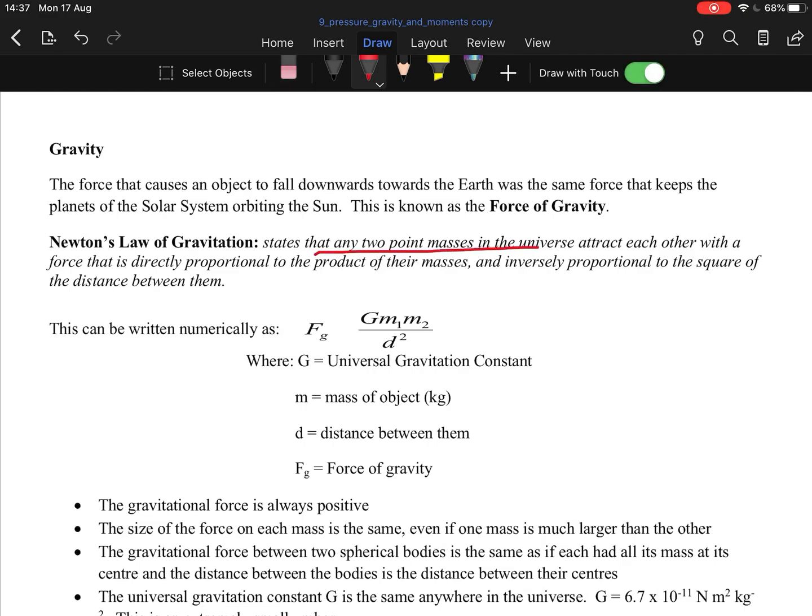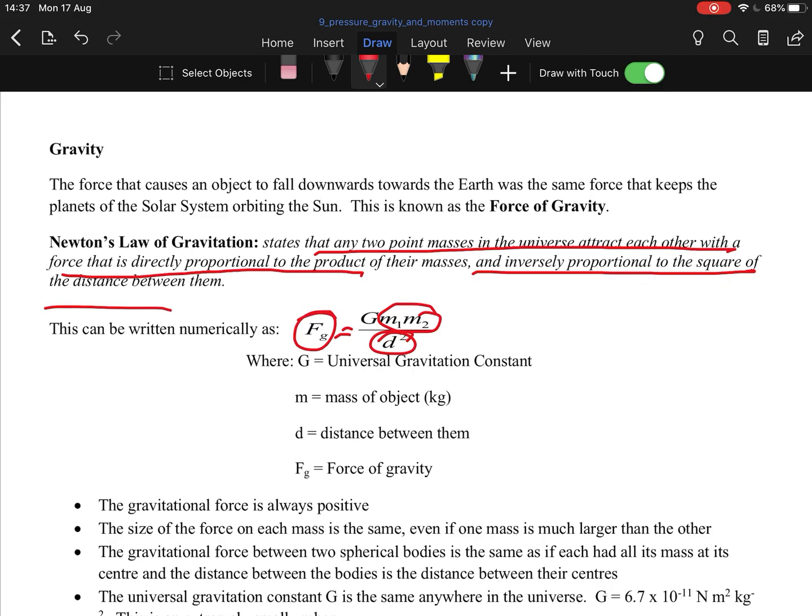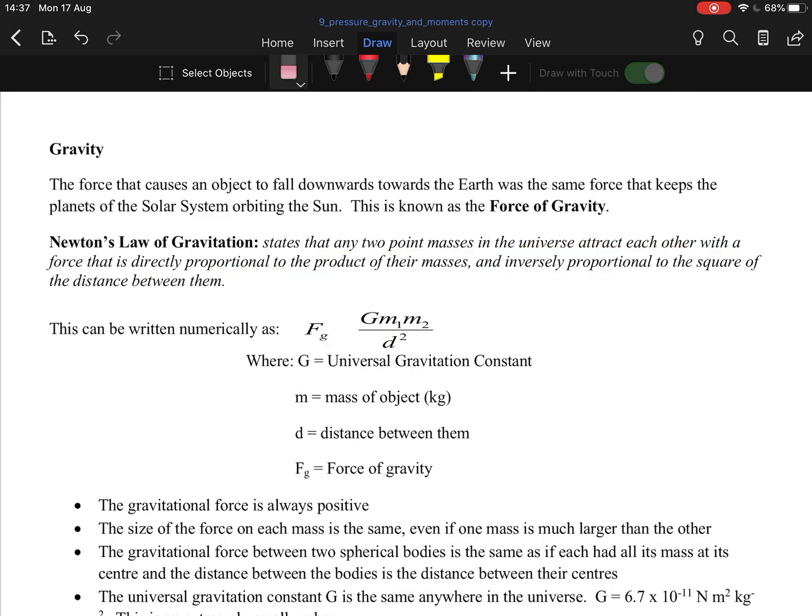there we go. Any 2 point masses in the universe attract each other. Gravity is directly proportional to the product of their masses. The product, that's the two multiplied together. F is directly proportional because they're above the line. Inversely proportional to the square of the distance. There you go, the square of the distance between them. It's inverse, so it's below the line. You see? So it's all related. Okay, they're the same thing.